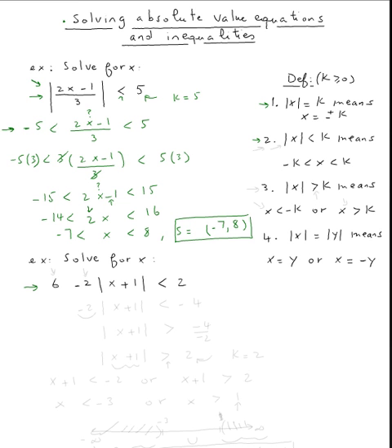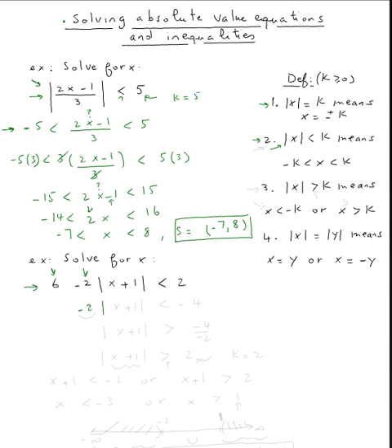The next example is 6 minus 2 times the absolute value of x plus 1 is less than 2. So how do we solve for x? Well, here it doesn't look like any of the formulas. It might look like this one, but we don't know for sure. So before we do that, we need to get rid of the 6, then get rid of negative 2, and then see how the inequality looks. How do we get rid of the 6? Subtract 6 from both sides.